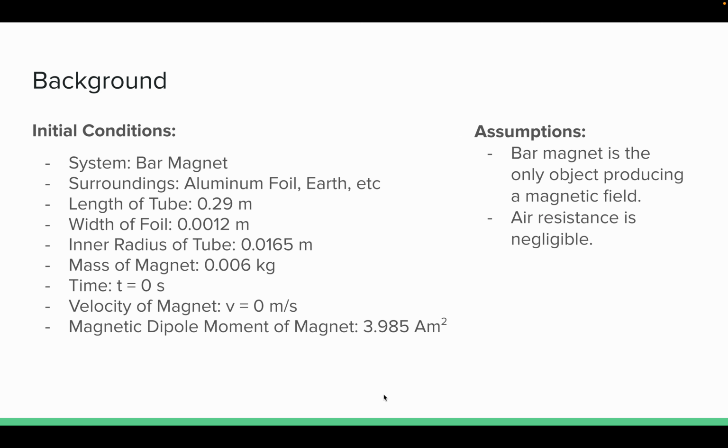So some background and initial conditions. The system is the bar magnet, and the surroundings are the foil, Earth, etc. Here I just have some dimensions of the tube and the mass of the magnet that I used. We're starting at time t equals 0, and velocity v is equal to 0 meters per second. The magnetic dipole moment of the magnet is 3.985 amp meter squared, which is the value I got from Lab 2. We're also assuming that the bar magnet is the only object producing a magnetic field in the area, and that air resistance is negligible.